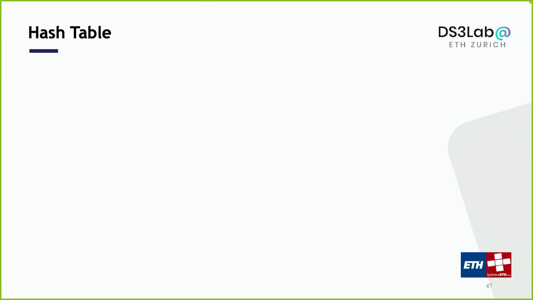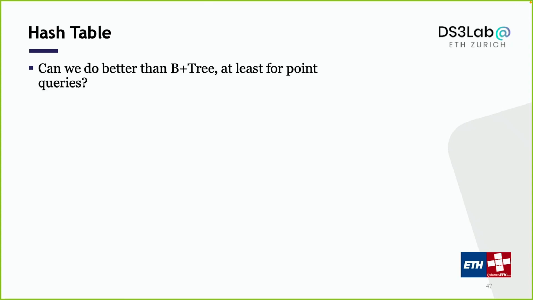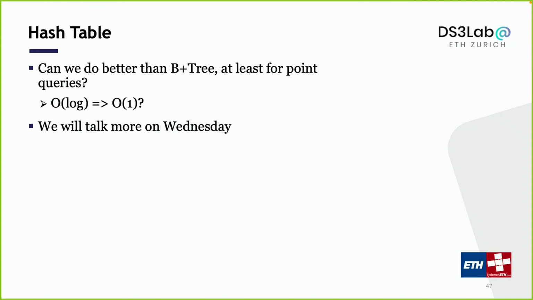Another thing is, can we do even better than a B+ tree, at least for point queries, for single attribute match? In this case, we have this log overhead from the B+ tree. Can we push that into constant? The way to do that is by building a data structure called a hash table, and that's something we are going to talk about on Wednesday.